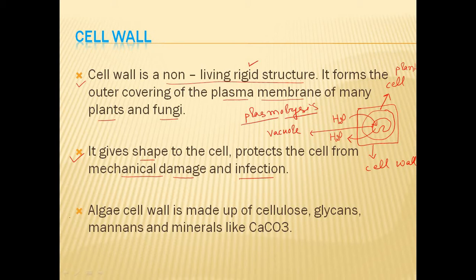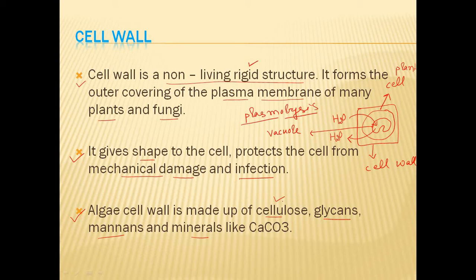Okay, now the third point is algae. In algae, the cell wall is made up of cellulose, glycans, mannans, and minerals like calcium carbonate. Cellulose, glycans, and mannans are all storage polysaccharides present in algae cells. In plant cells, the most abundant polysaccharide is cellulose, which forms the fibers. But in algae cells, along with cellulose, glycans, mannans, and minerals like calcium carbonate are present. All are storage polysaccharides.